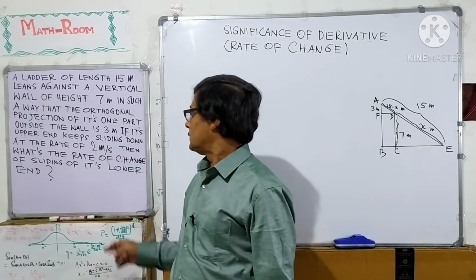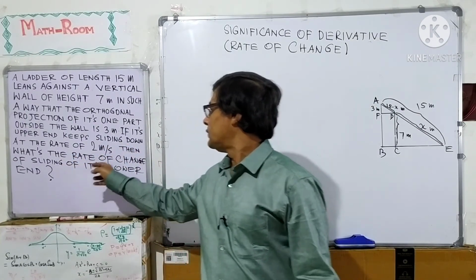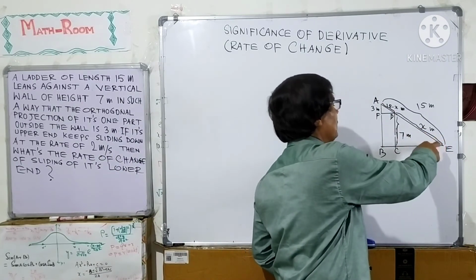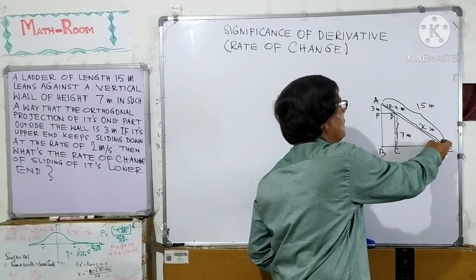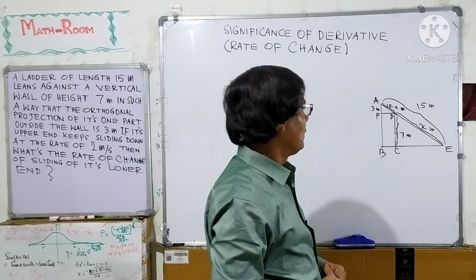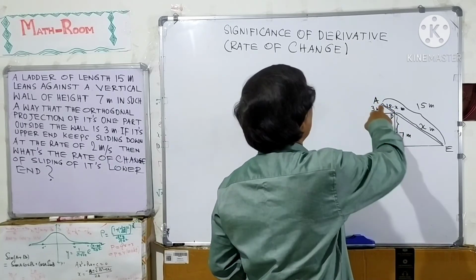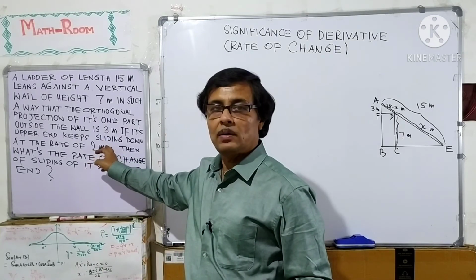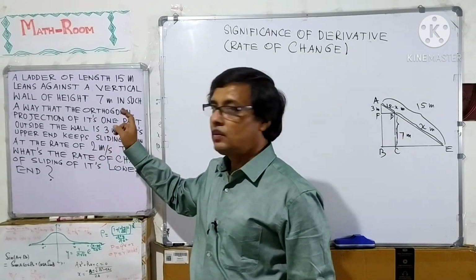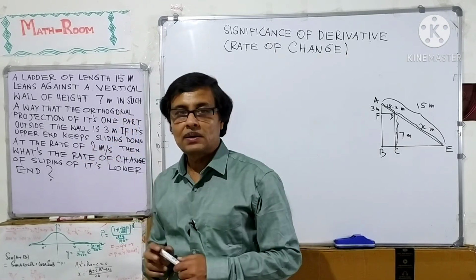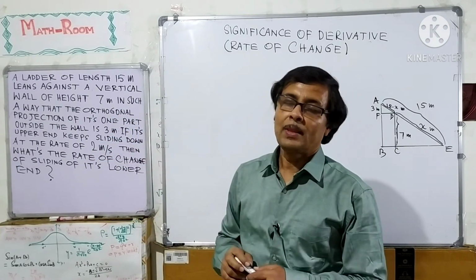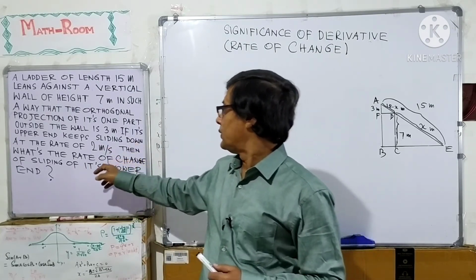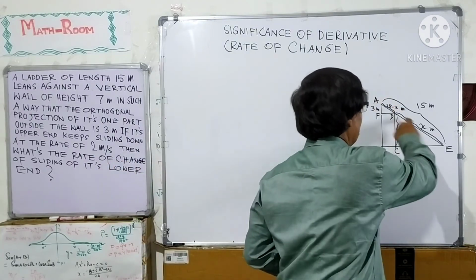We have to find out the rate of change of sliding of the lower end of the ladder. The lower end is E. We have to find out the rate of change of sliding of the lower end E when its upper end keeps sliding down at the rate of 2 meter per second.